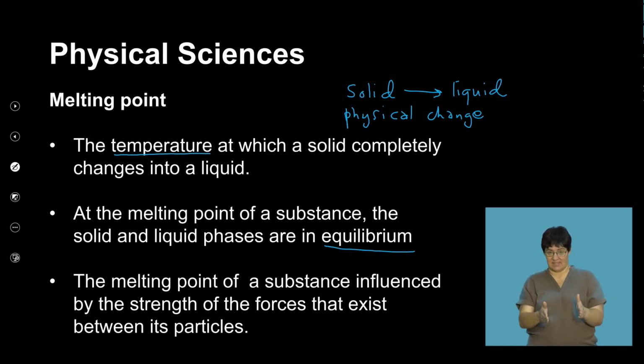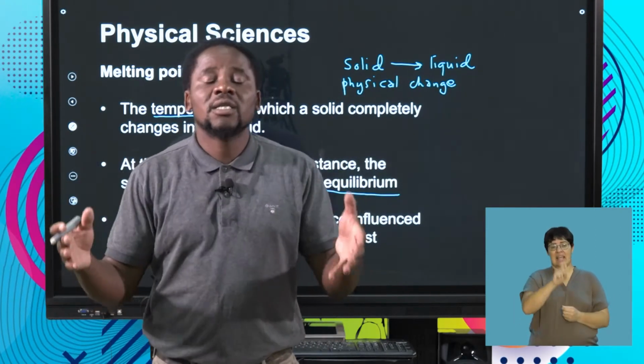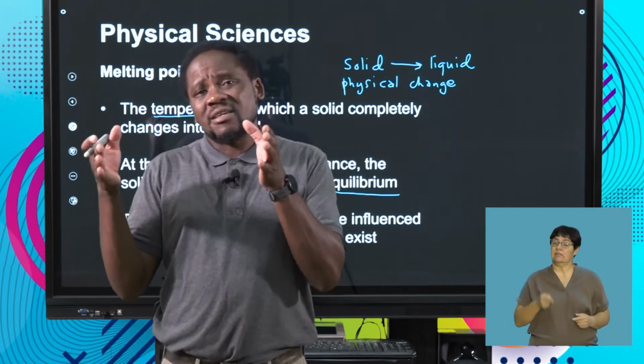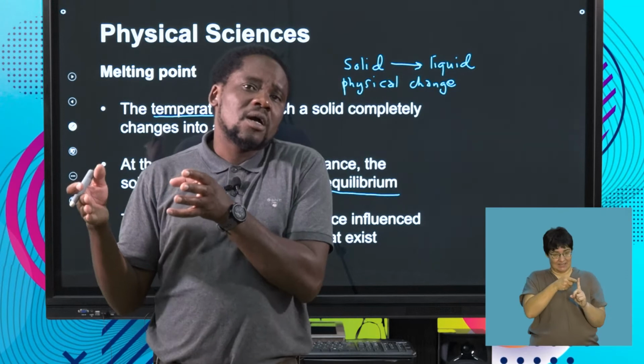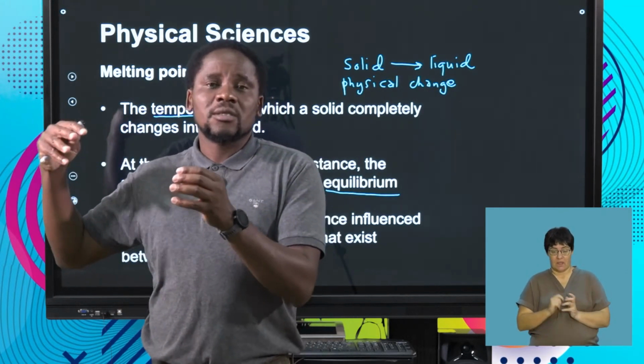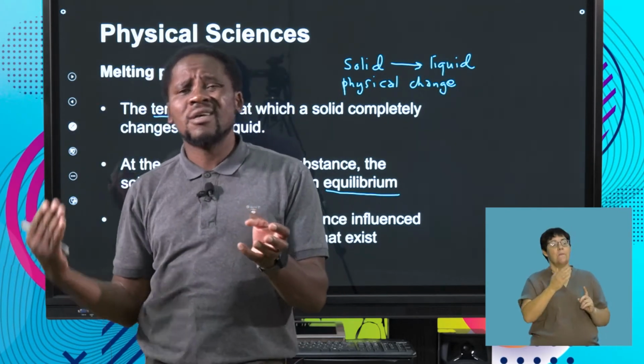The melting point of a substance is also influenced by the strength of the forces that exist between particles. What does that mean? For us to say substance X has a certain melting point, that simply means that temperature is influenced by how strong the forces are. So if a substance has a higher melting point, what does it mean? It means we have to supply more energy.